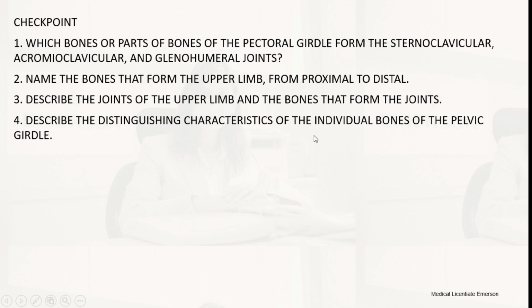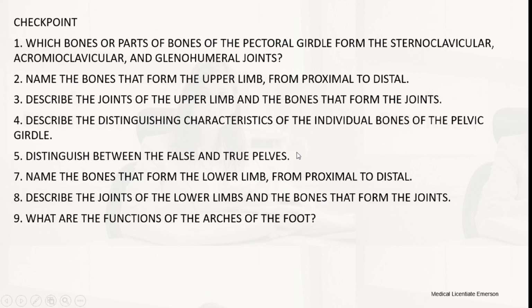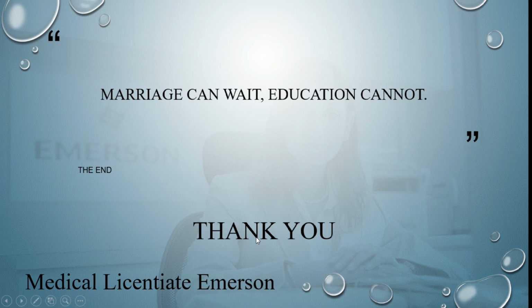Then describe the distinctive characteristics of the individual bones of the pelvic girdle. Then distinguish between the false and the true pelvis. Then name the bones that form the lower limb from proximal to distal. Then describe the joints of the lower limbs and the bones that form the joints. Then what are the functions of the arcs of the foot? Then when and how do the bones develop?